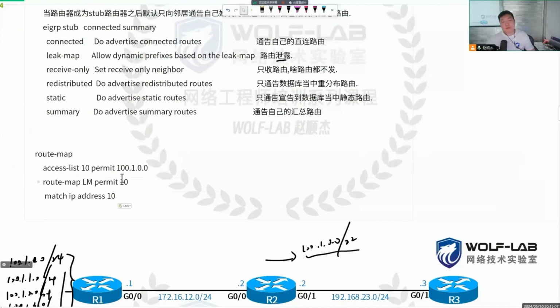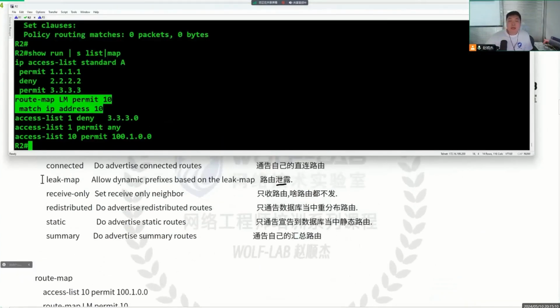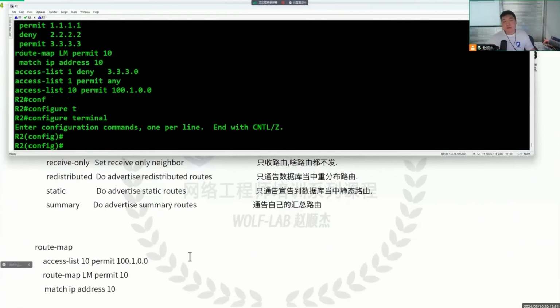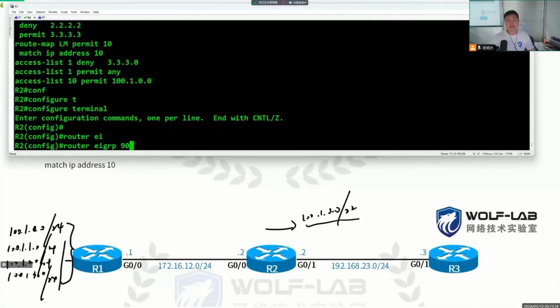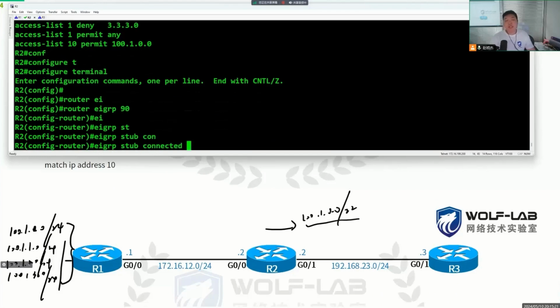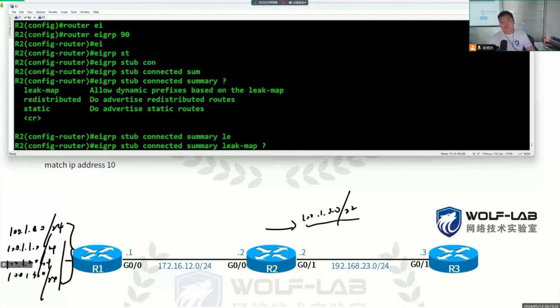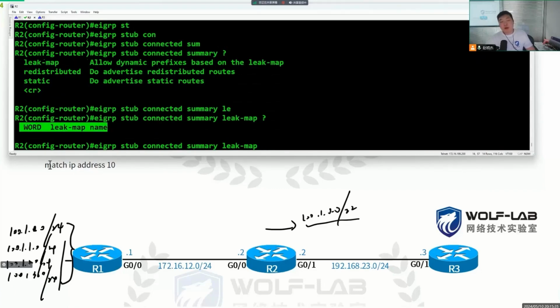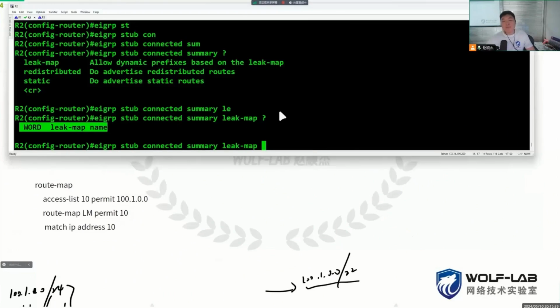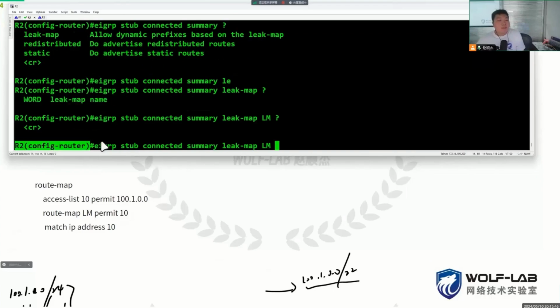As an EIGRP stub router, EIGRP 90, EIGRP stub, we default to only announcing our direct routes and the summarized routes we originate. We can add, what else am I going to announce? Leak map. I let the route leak out. Leak map, we call this route map LM. Calling our route map LM, so now our EIGRP border router can let pass our direct routes, our summarized routes, and our routing leaks. In this mapping table, the matched leak map, we name this route map LM. In this routing policy it matched the 100.1.0.0 summarized routing entry.